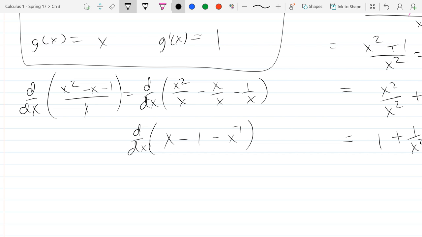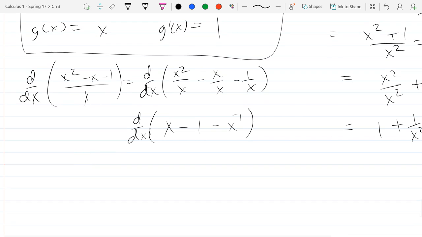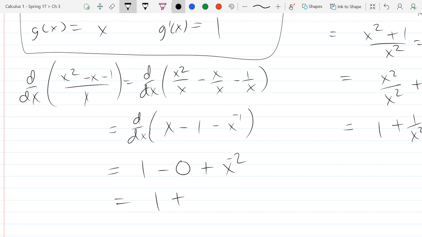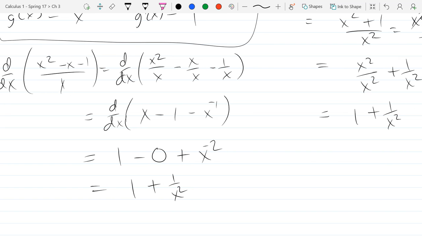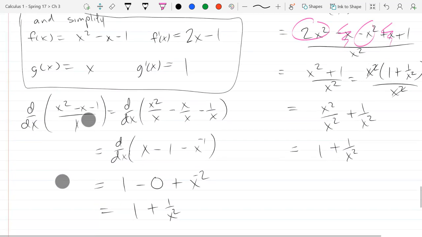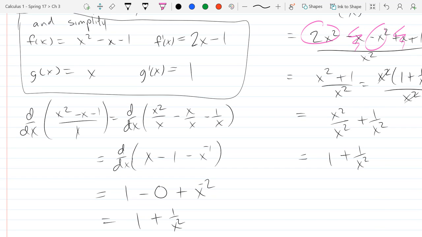And now the derivative, the calculus step, we've spent some time doing algebra, the calculus step is going to be super fast right here. Because this is just the power rule. So this derivative is 1 minus 0 plus x to the negative 2, which is the same thing we got going the quotient rule route. So again, we got to the same exact answer, but went a completely different way.